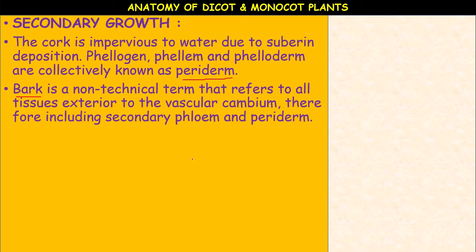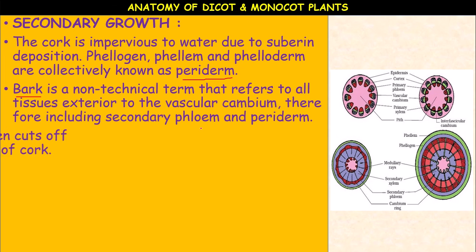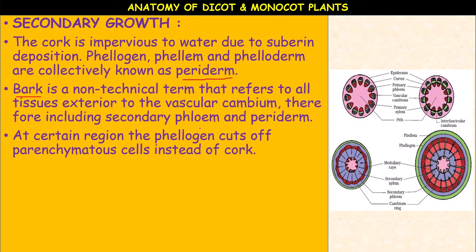Okay, and tyloses. Tyloses are balloon-like structures. They are produced due to the ingrowth of xylem parenchyma into the lumen of xylem vessels through pits. Okay, the bark is all the tissues outside the vascular cambium. Bark is all the tissues which are outside the vascular cambium.